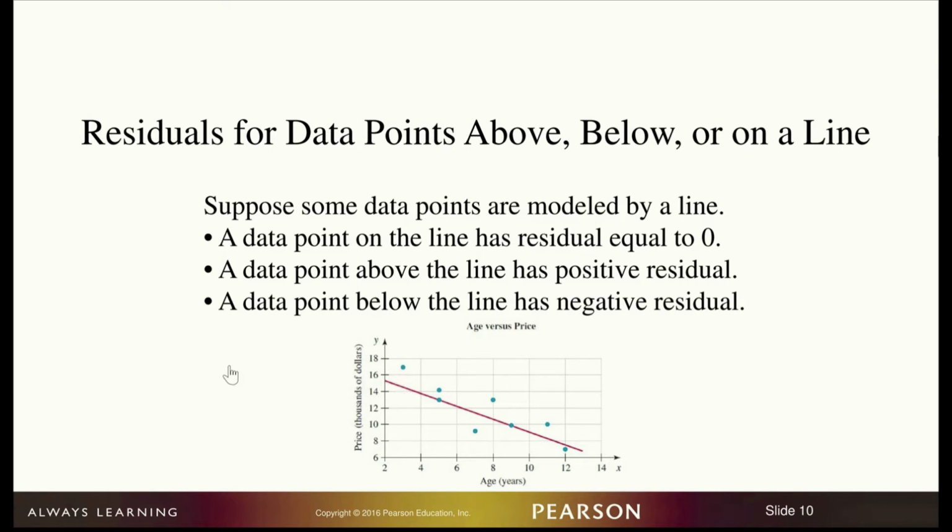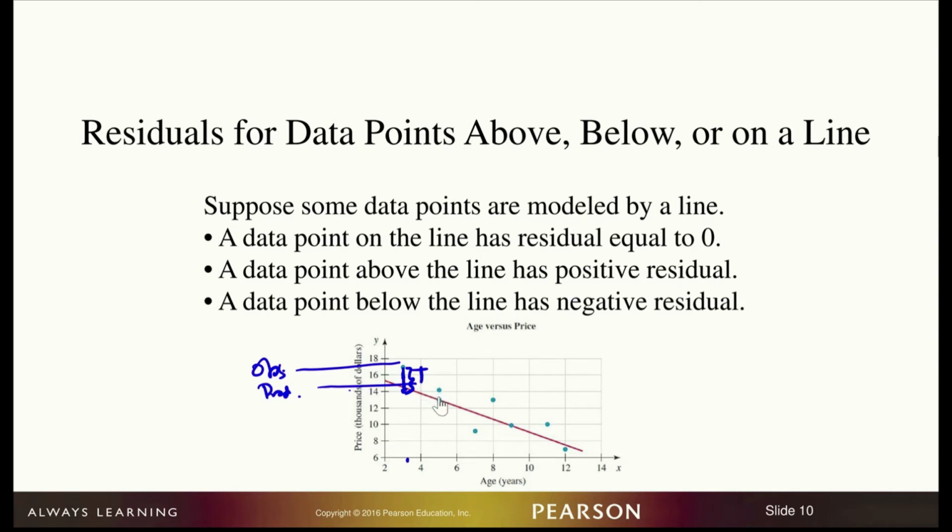So notice here, for example, for this point right there, the residual will be that much, right? So you find this difference and that'll be the residual. Notice that because the observed value is more than this, which will be the predicted value, this would actually be a positive residual, right?